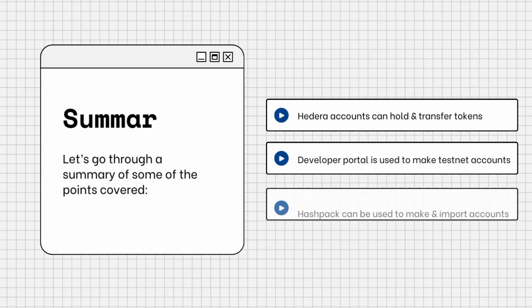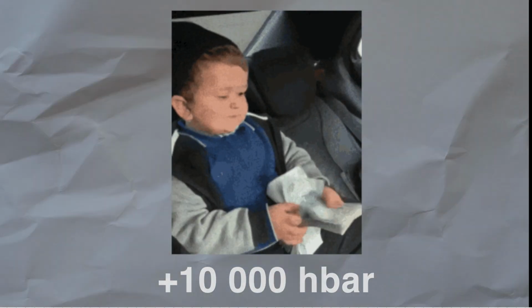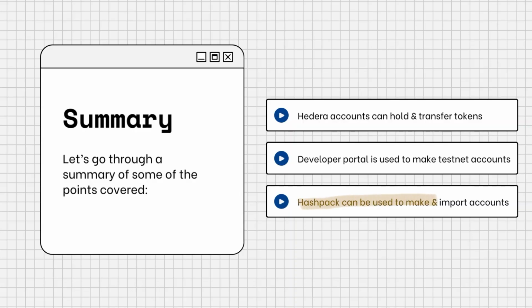Let's go through a quick summary of the points covered here. A Hedera account is a unique entity in the Hedera network that can hold tokens. The Hedera Developer portal is used by developers to create testnet accounts. Testnet accounts created by the portal are given 10,000 Hbar every 24 hours. HashPack Wallet can be used to create and import accounts, as well as transfer tokens from one account to another.